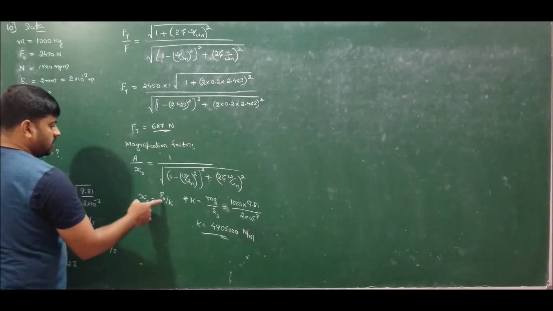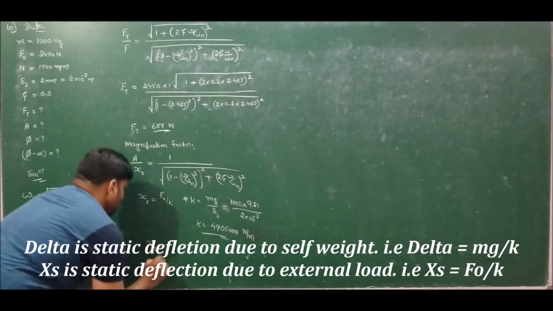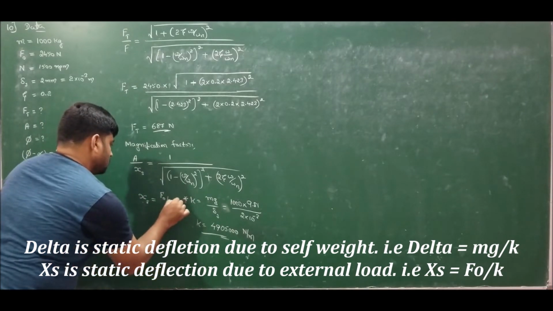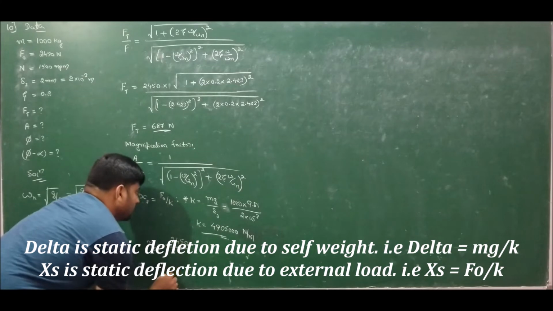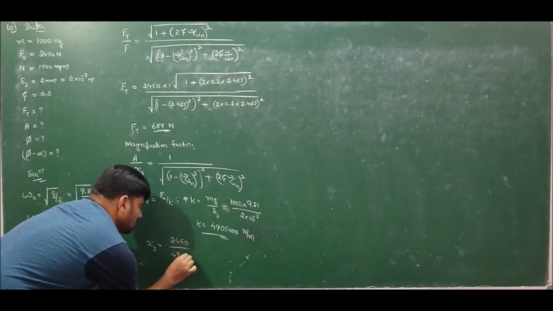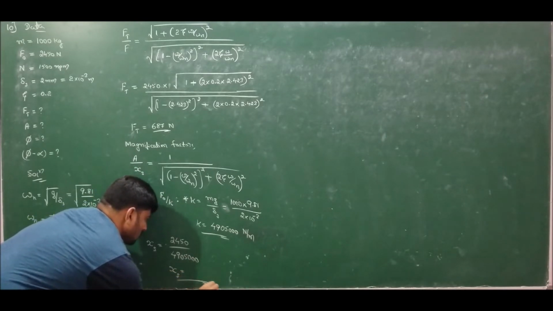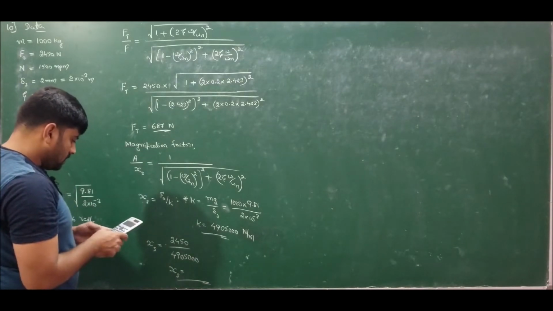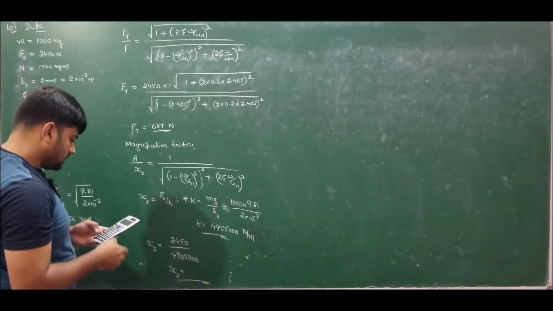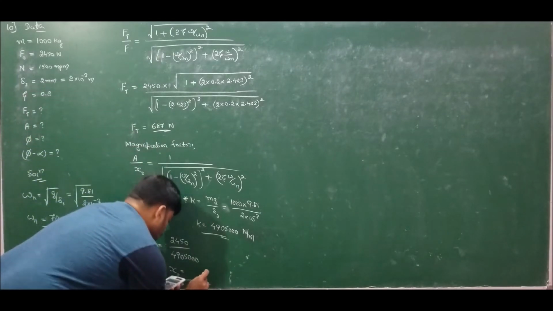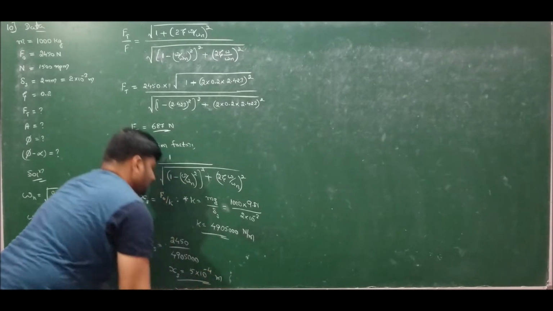Now using this stiffness, we know the excitation force F0, hence I can find XS. XS will become F0, which is 2450, divided by stiffness, which is 490,500 newton per meter. So XS is turning out to be 5 into 10 to the power of minus 4 meters.